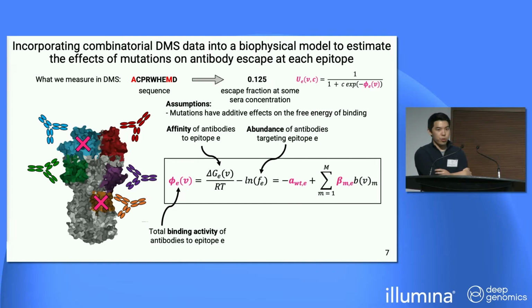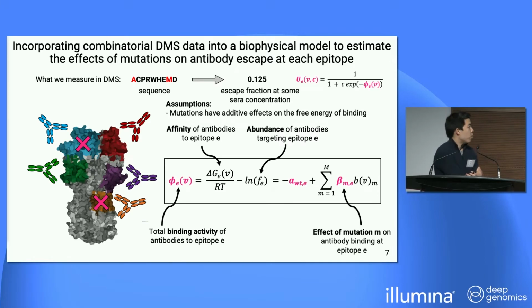But what we can do is do something like in Julia's talk, where you assume that mutations have additive effects on the free energy of binding. And so we can express this total binding activity right here as a sum over the effects of specific mutations on antibody binding at each epitope.